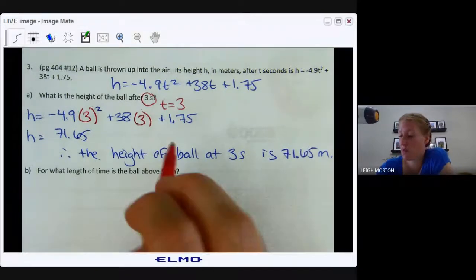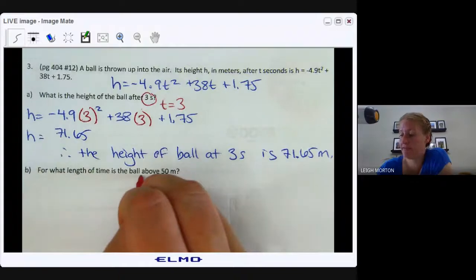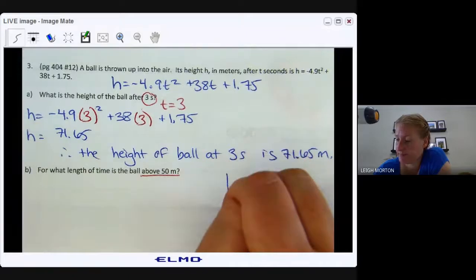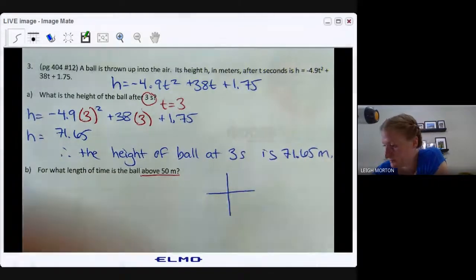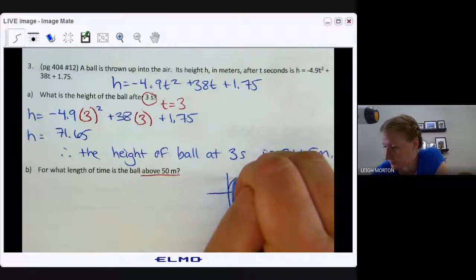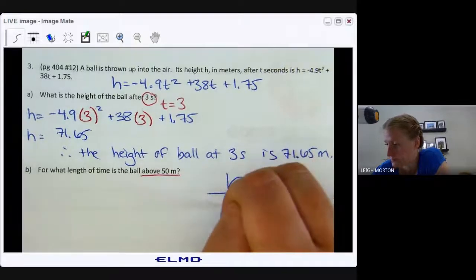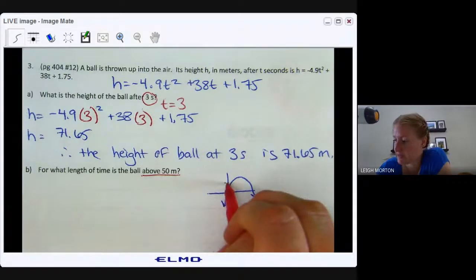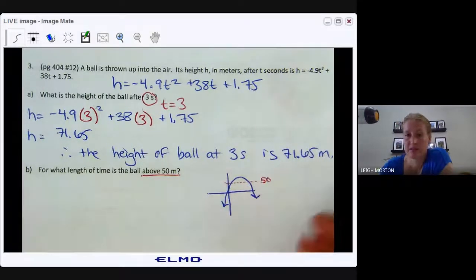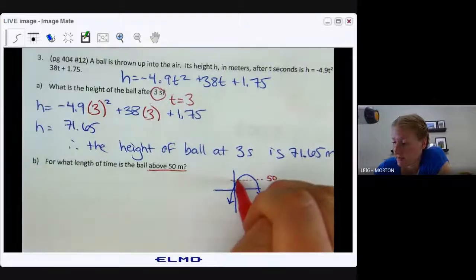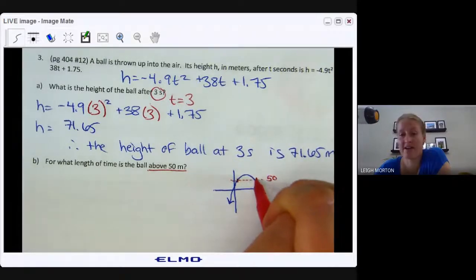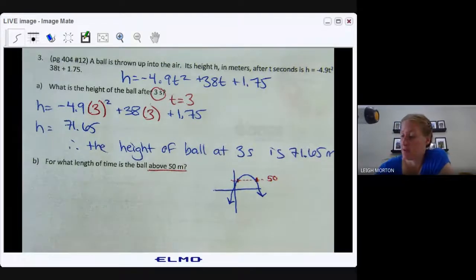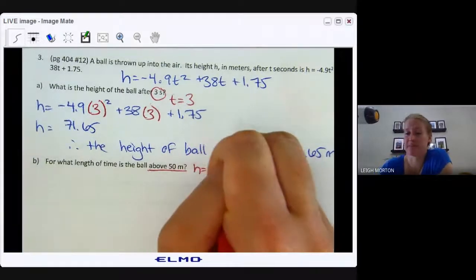B asks us, for what length of time is the ball above 50 meters? I'm going to sketch this out a little bit here. So here's our parabola. This is the ball being thrown. If this is 50 meters, we're going to find the points when it was at 50 meters, and we want to know how long exists between those 2 points. This is when h equals 50.